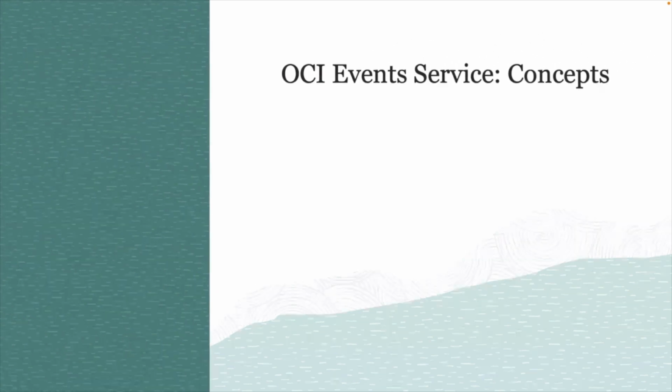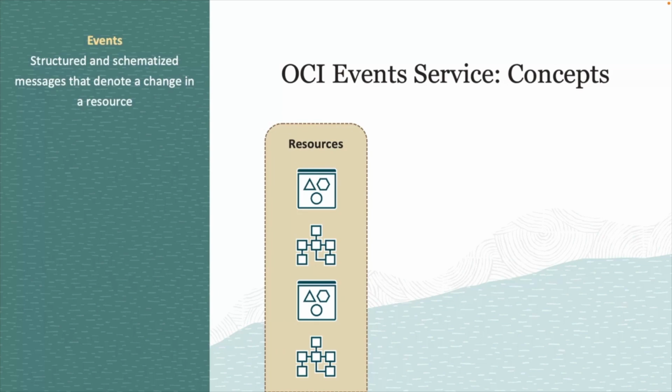So to summarize what we covered so far, there are three main concepts in the event service. Number one is the event. An event is a structured message in JSON format, and it represents a change in an OCI cloud resource initiated either by the OCI system or executed by a user. Events are represented as well-formatted messages that define what the event is, where the event originated from, and other metadata that you can use for analyzing the activity.